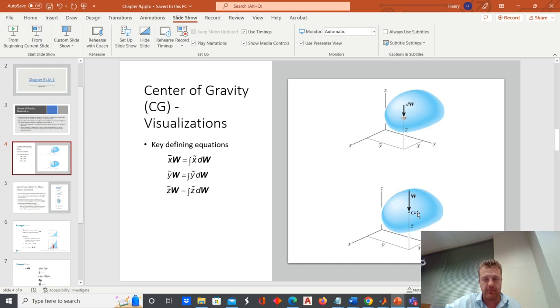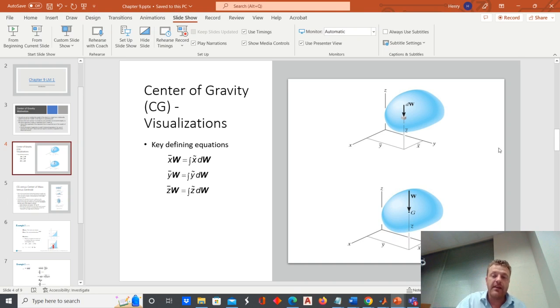In addition, we're going to put this in a place such that if we were to compute the tendency of this single force to induce rotation about, say, the x-axis, what is that tendency? Well, the perpendicular distance from the x-axis is y bar. So I can easily compute y bar times W, and that gives me the moment of that single force about the x-axis.